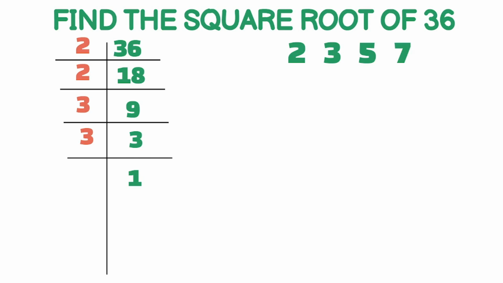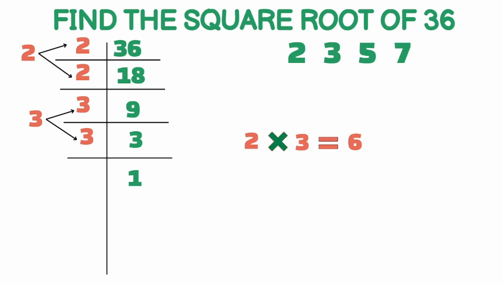The next step is to group the numbers we have gotten into 2. So we have this 2 and this 2, we group them, and out of the pair we've grouped, we'll take out one, so we have 2. Then we group 3 and 3, and we have 3. Now the next step is to multiply the numbers we have taken out from the groups. So we multiply 2 times 3, which is equal to 6. We got our answer to be 6, so therefore the square root of 36 is equal to 6.